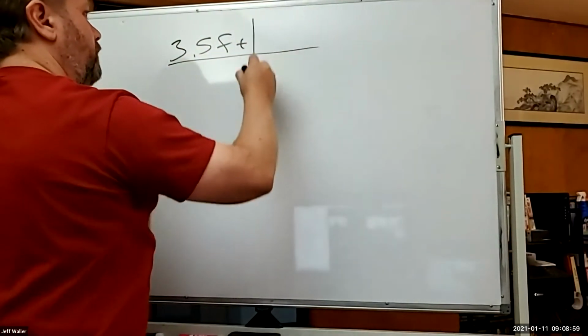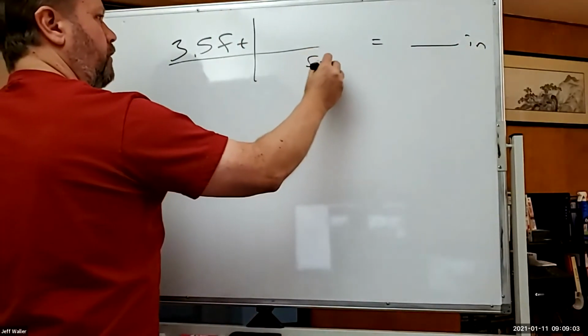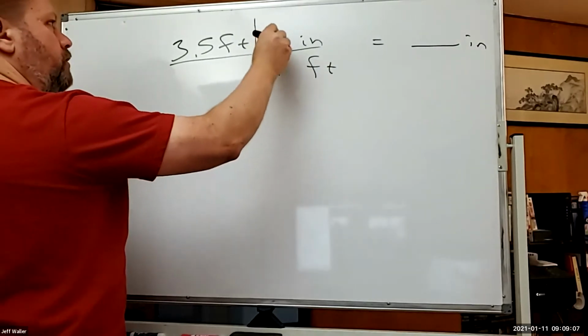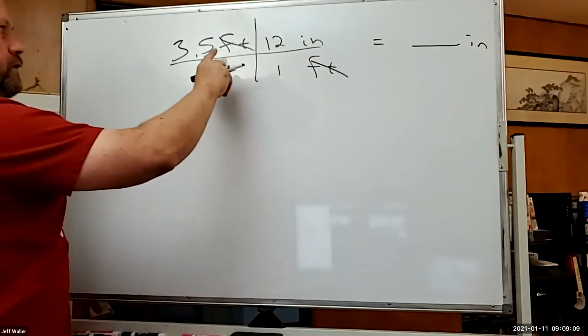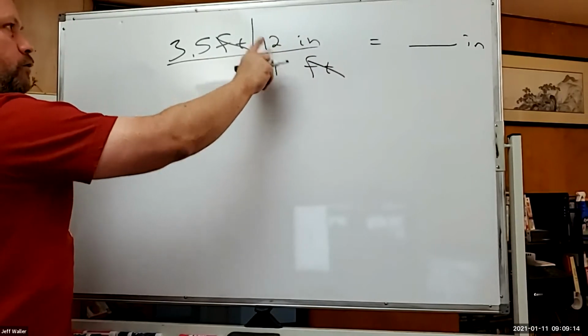3.5 feet, and I want to convert that to inches. I would put feet here, inches there. 1 foot, 12 inches. So this is what we said first: if I had feet to inches, I would multiply by 12 once.